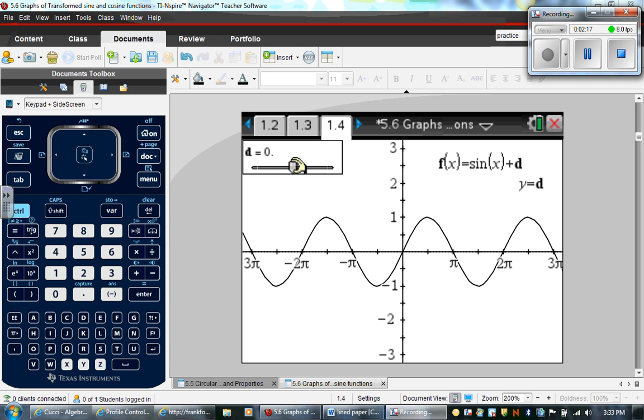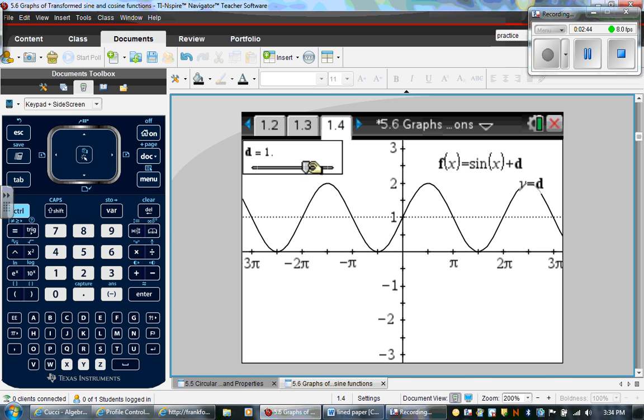Okay, so hopefully you have determined that d vertically translates our trig function. Vertically meaning up and down. Okay, so d actually takes the entire function and translates it vertically for us. All right. Now, another way we could say what d does is it changes our midline. Okay, or d is our midline is another way to say it.